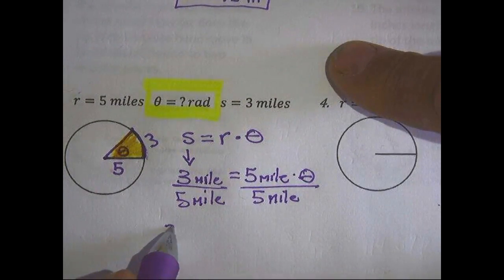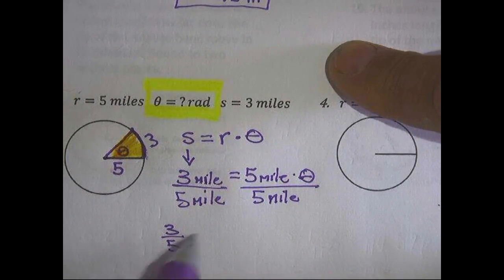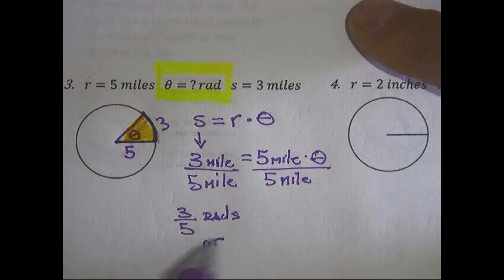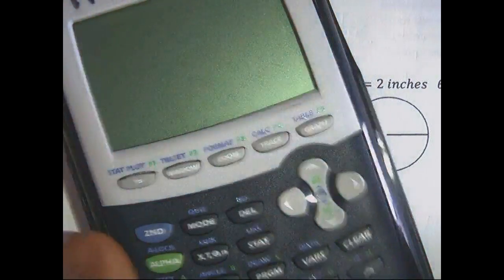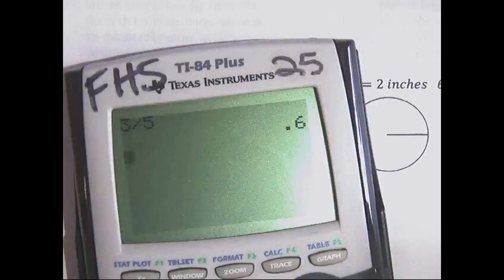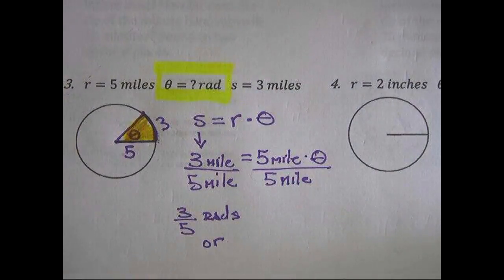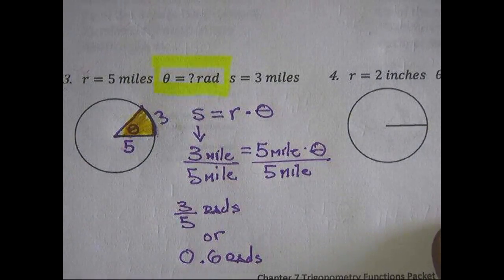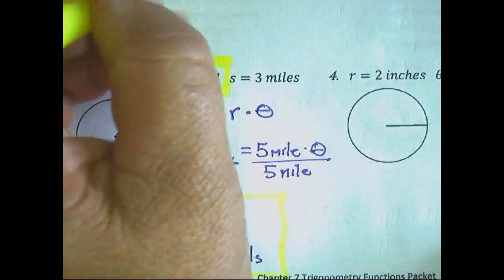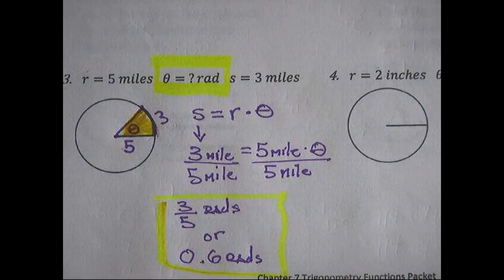So 3 divided by 5, you can leave it as a fraction, or depending on the question, you could convert that to a decimal. So if I wanted it as a decimal, I just divide it out, guys. 3 divided by 5. That's 0.6. Either one is this, it's the same thing.